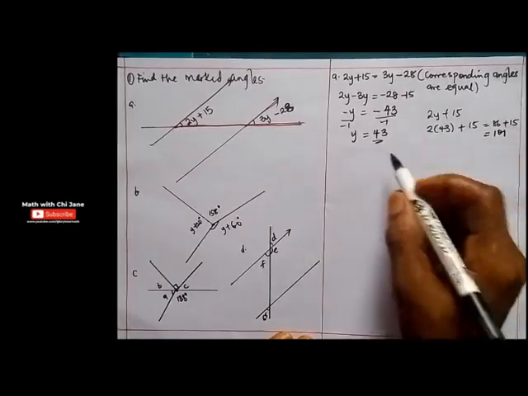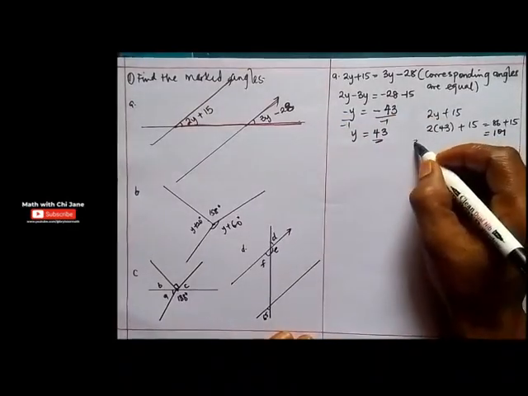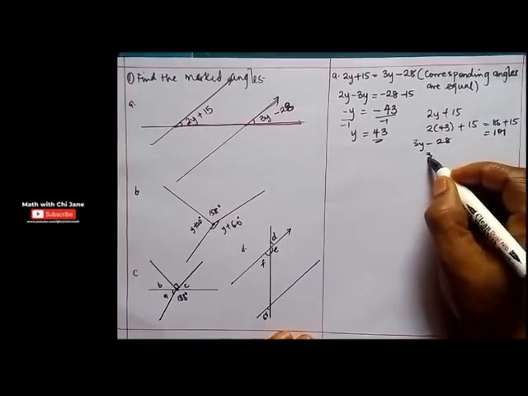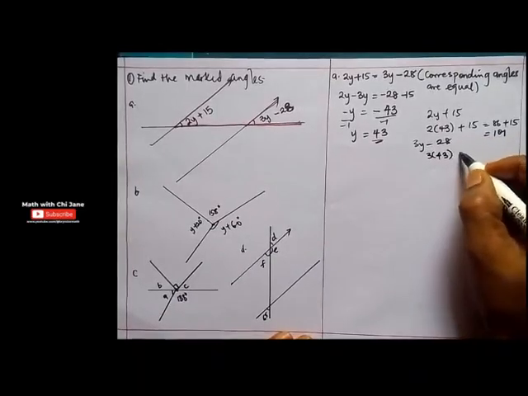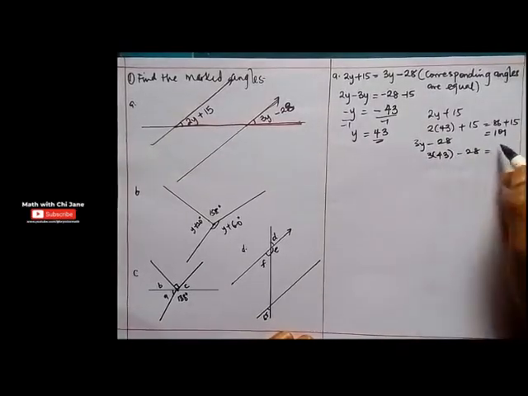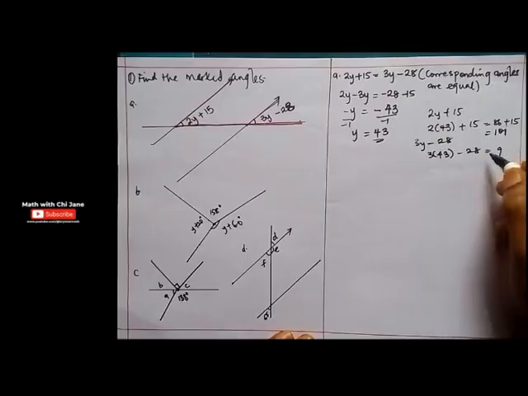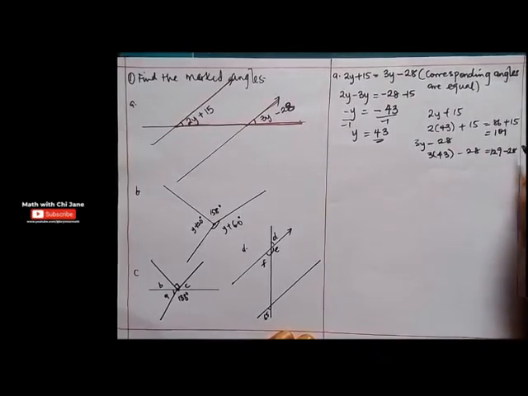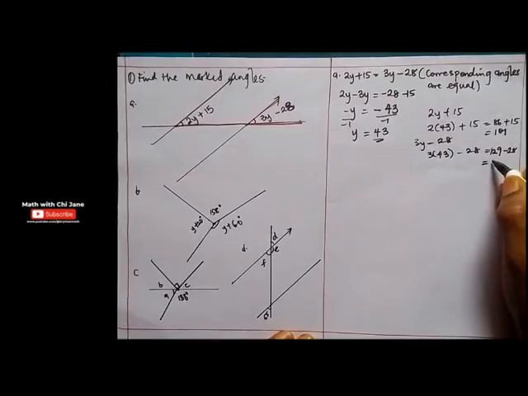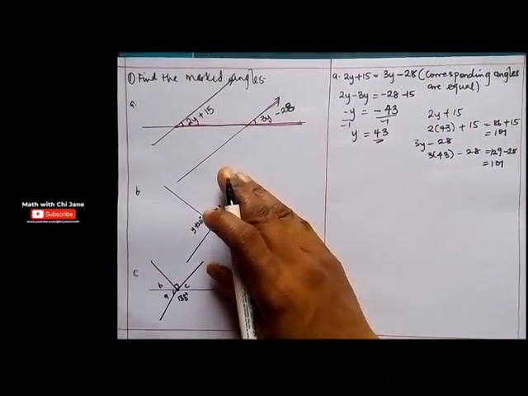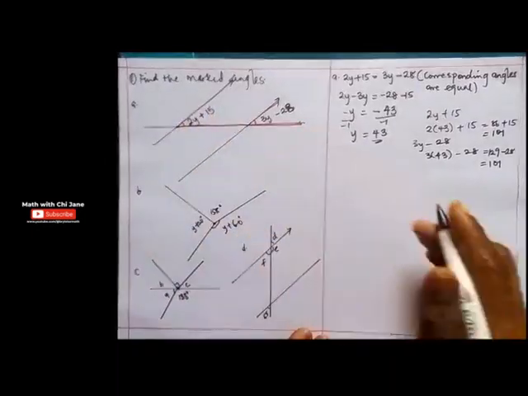So for 3y minus 28, 3 multiplied by 43 minus 28, that's 3 by 3, that's 9, then 3 by 4, that's 12, 129 minus 28. So our answer will give us 101, which is still the same thing. Just as we said, corresponding angles are equal.